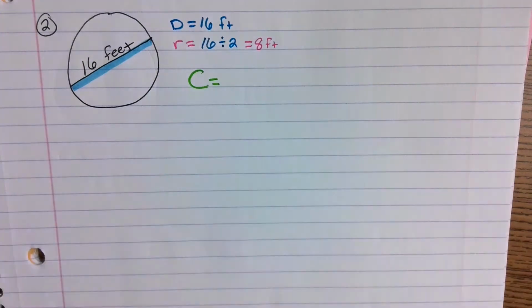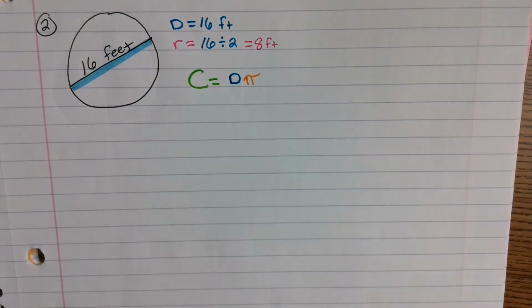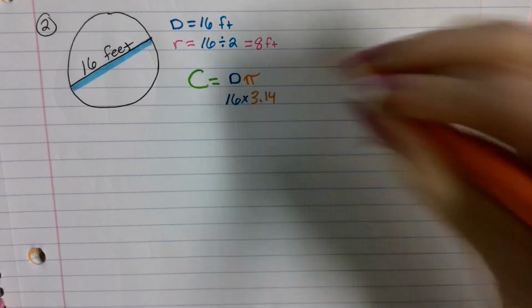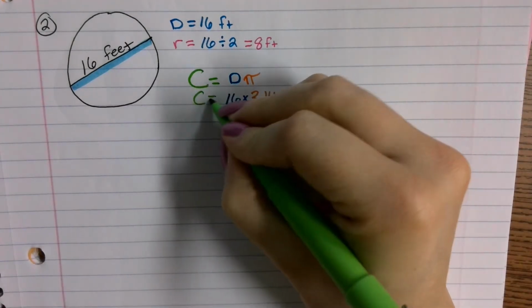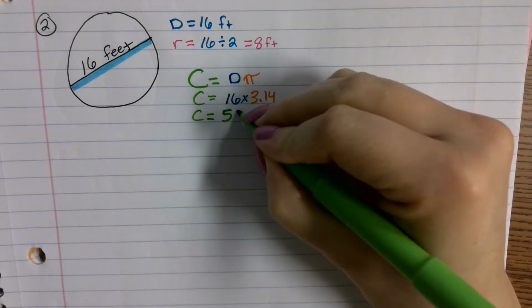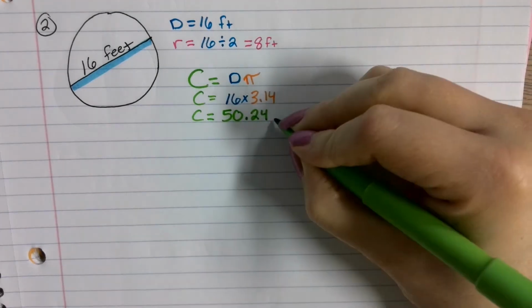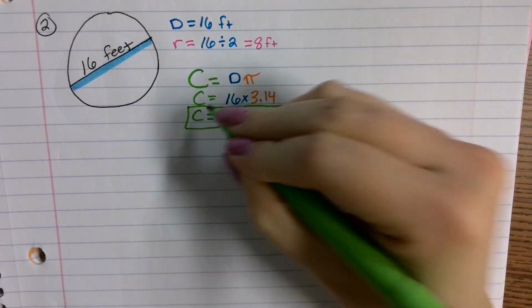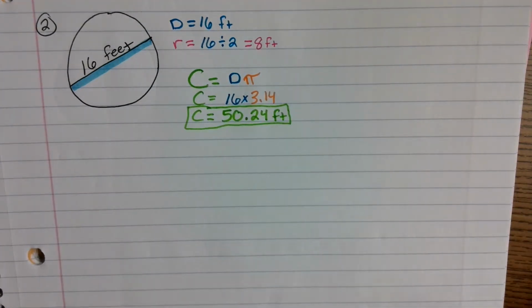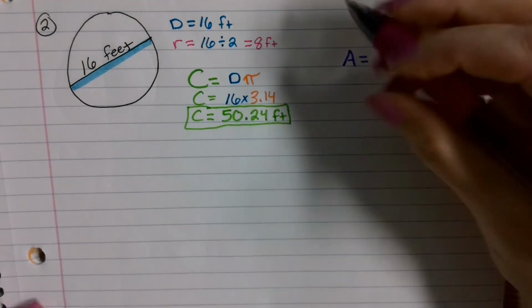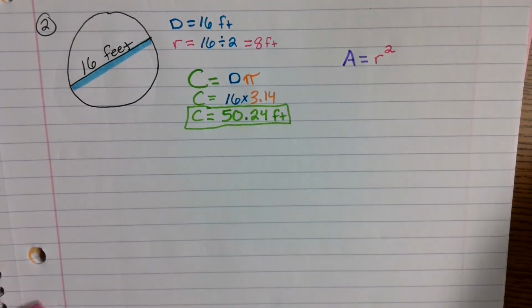So circumference is the diameter times pi. So take 16 and multiply it by 3.14. What is the circumference going to give us? 50.24. 50.24, and that's feet. So there's the circumference. 50.24 feet.